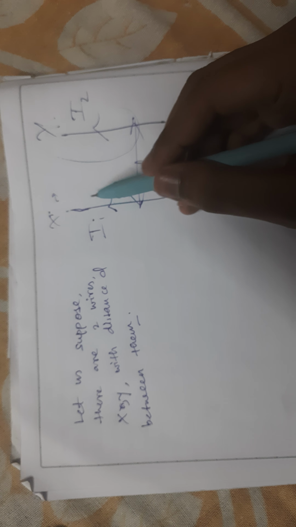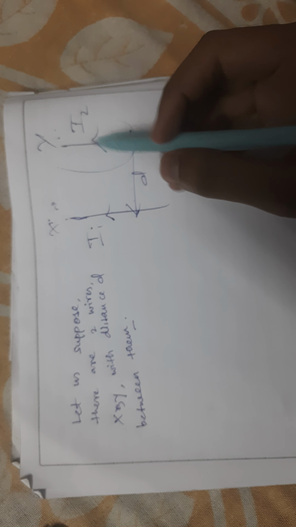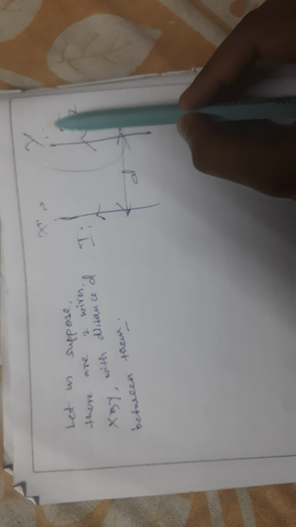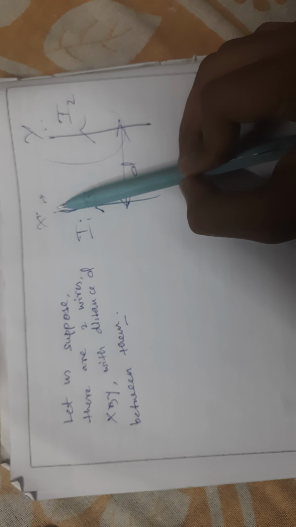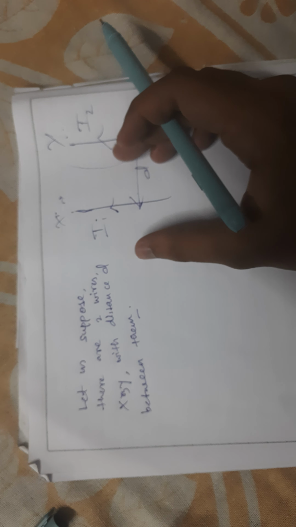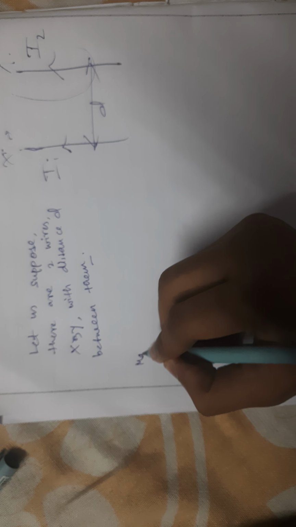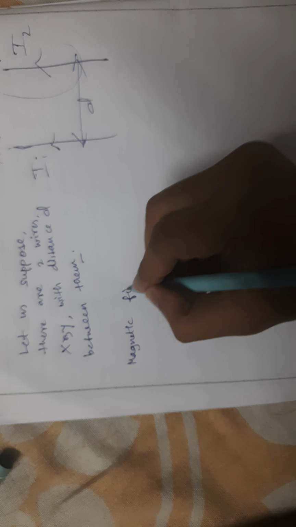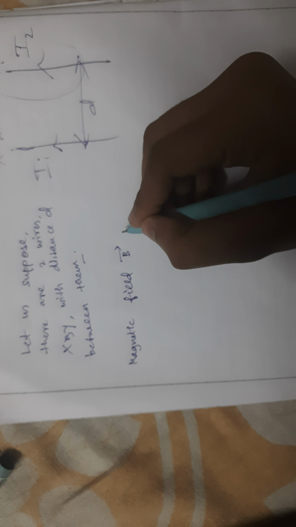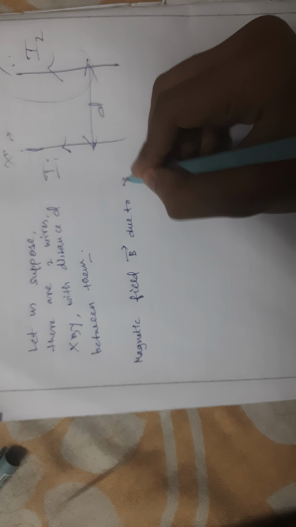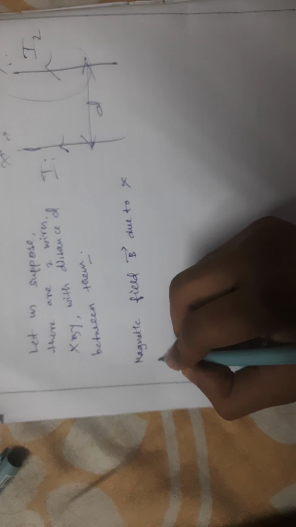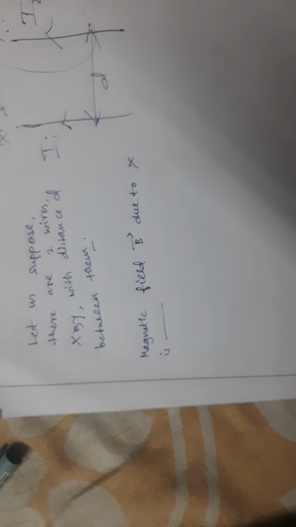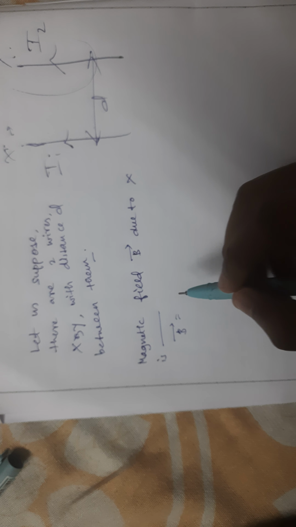So now we will first find the X wire's magnetic field, right? Because it's the external magnetic field for Y, and for the X wire, that B is its internal magnetic field. So first we will find that magnetic field B due to X is, so we will find out the magnetic field here.